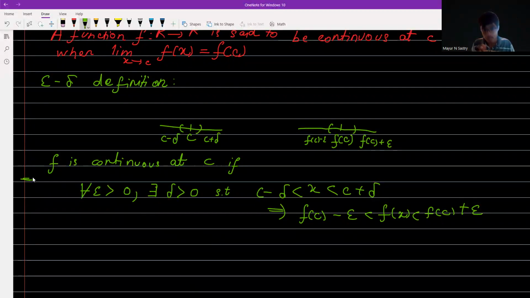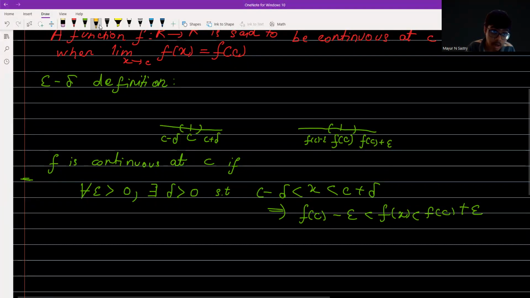What do I mean by saying that x is in this delta neighborhood of c? I mean that x is between c minus delta and c plus delta. But another way of saying it is that the distance between x and c is less than delta. Similarly, when I say that I want f of x to be in the epsilon neighborhood of f of c, I just mean that the distance between f of x and f of c must be less than epsilon.